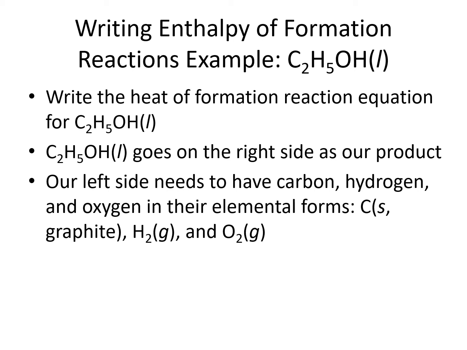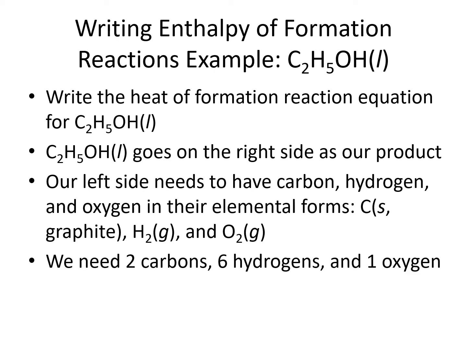As you do these types of problems, you're going to get a sense for what the elemental forms are that each of these elements comes in. We also need to make sure that our equation is balanced, without changing the coefficient of 1 on the right side. On our right side, we have 2 carbons, 6 hydrogens, and 1 oxygen. So on our left side, we're also going to need to have a total of 2 carbons, 6 hydrogens, and 1 oxygen. However, we're stuck with the particular ways of writing each element.